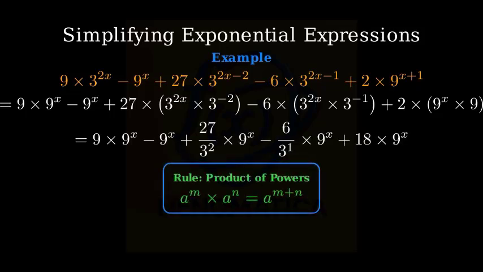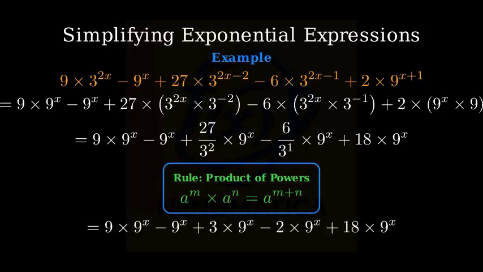Remember that when we multiply terms with the same base, we add the exponents. So 3 to the power of 2x times 3 to the negative 2 becomes 3 to the power of 2x minus 2, and similarly for the other terms. Next, let's simplify the coefficients. We have 27 divided by 9, which equals 3, and 6 divided by 3 equals 2.